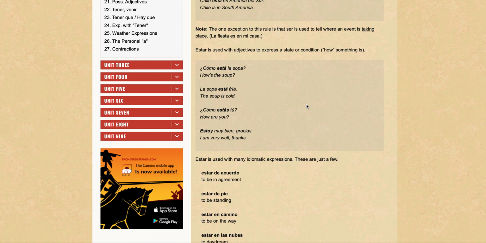Okay, so estar is used with adjectives to express a state or a condition, right? So for instance, we're talking about this: la sopa está fría. In this case, the adjective is cold. And we're using está, which is a verb, right? The soup is cold. So we're using it with an adjective. That's why I say está is used with adjectives to express a state or condition.